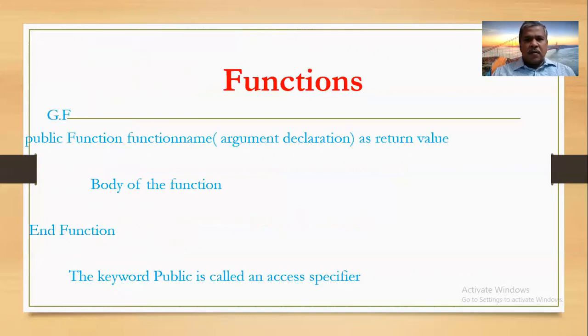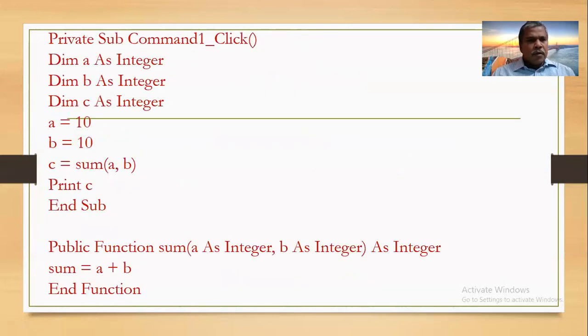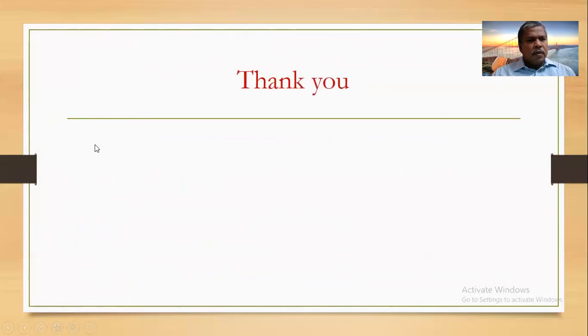Now we'll see the function. Functions. In the keyword, Public is the access specifier. Function is a keyword for the function procedure. Then the function name, the argument list, and I am having here As return value. Then the body of the function, End Function. You can see the example. Here also the same A, B, C. I have declared 3 local variables. A is equal to 10, B is equal to 10.